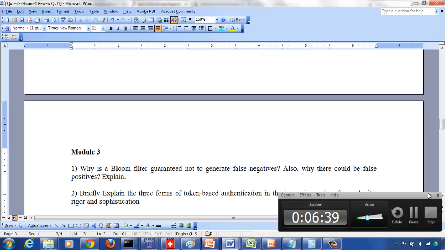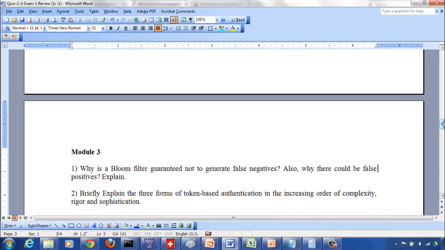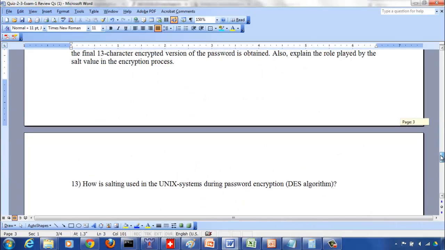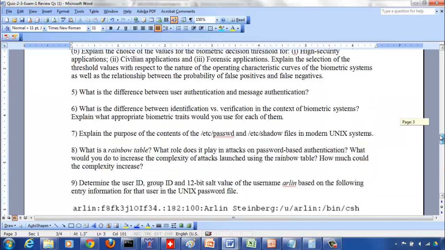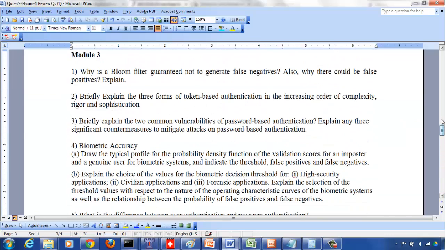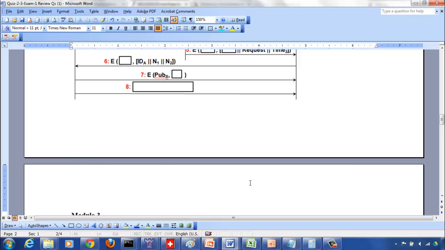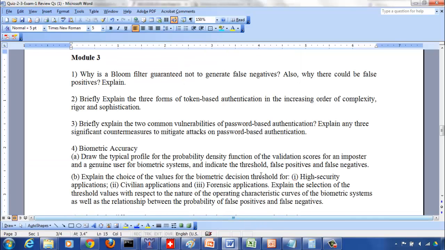So now let's go to module 3, which is on Bloom filters. It's basically everything on authentication mechanisms. Okay, so why is a Bloom filter guaranteed not to generate false negatives?